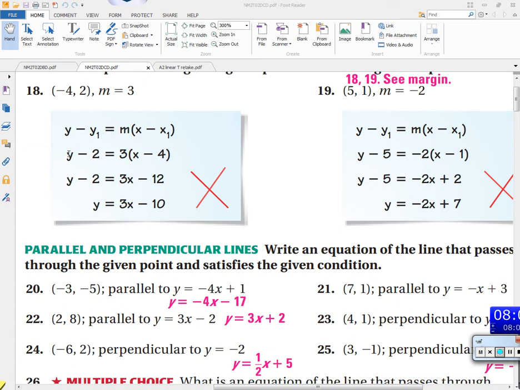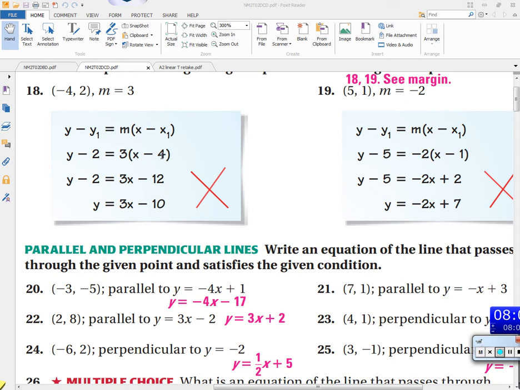Okay, so let's check this out. y minus, okay, so what comes next is the y value from the point. Is that what they have? 2, yeah, look, it comes right from that point right there, 2. Equals 3, the slope, times x minus, okay, what comes next is the x value from that point. Is that what they have?